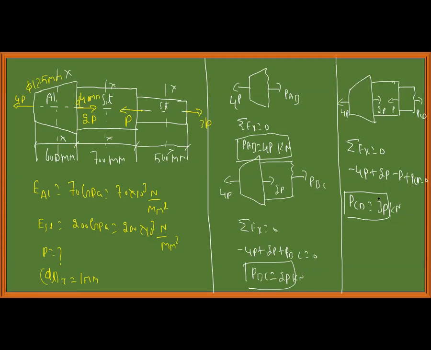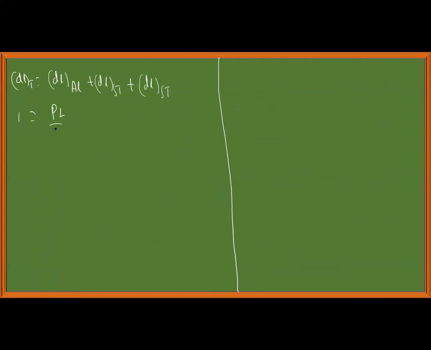Okay, we'll go ahead. Deformation total is equal to deformation in aluminum plus deformation in steel plus deformation in steel, which is equal to 1 mm maximum deformation: PL by AE of aluminum plus PL by AE of steel part 1, plus PL by AE of steel part 2, plus PL by AE of steel part 3.